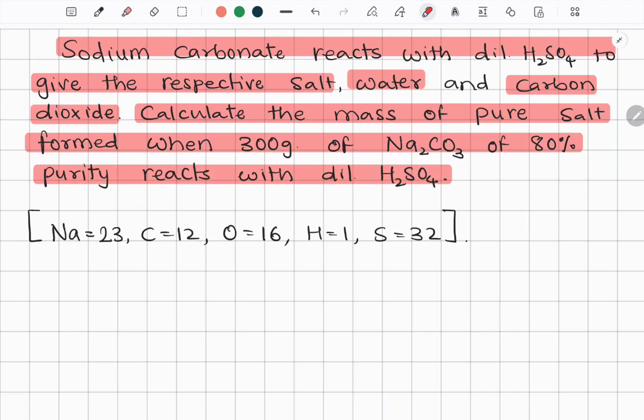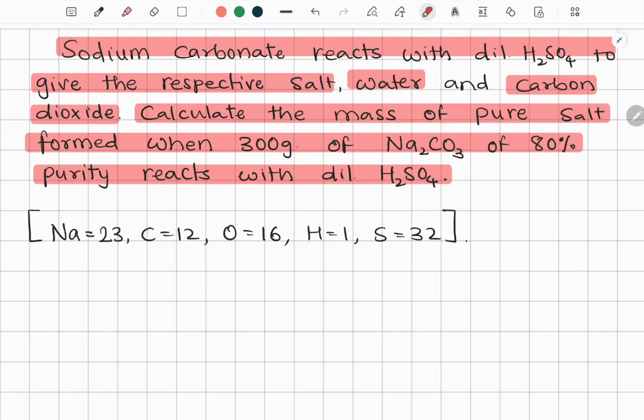Okay, so let's read this question once again and try to understand what is being asked. They are saying the sodium carbonate is reacting with the dilute sulfuric acid in order to give the salt, water and carbon dioxide gas. That means the chemical reaction is given. The second part is they are asking to calculate the mass of pure salt formed when 300 gram of Na2CO3 with 80% purity reacts with dilute sulfuric acid.